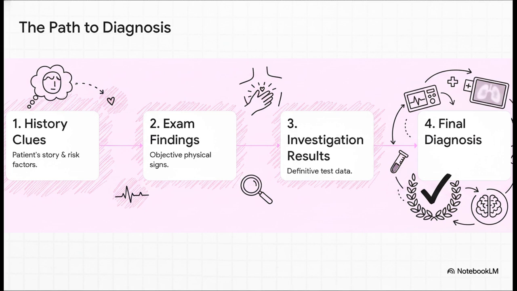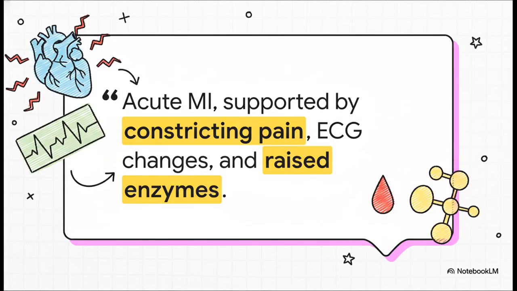You're showing them how you started with a patient's story. You supported it with physical findings. You confirmed it with objective data. And then you arrived at an undeniable final diagnosis. Each step just builds on the last one. This is your goal. A single, powerful summary sentence that states the diagnosis, like acute myocardial infarction, and then concisely lists the key pieces of evidence from the history, the exam, and the investigations that support it. This just screams mastery of the clinical case.